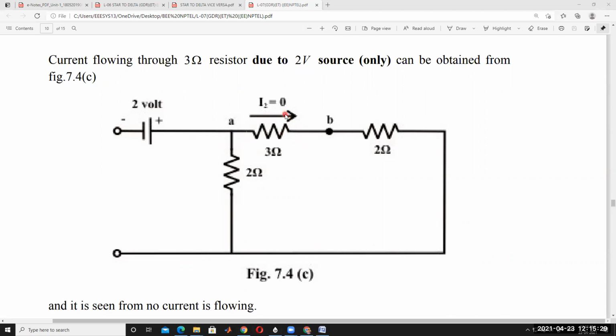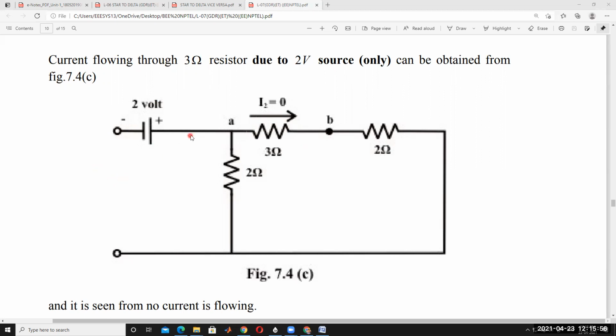That's why current I2 is equal to 0, because there is no source. Here the source has one terminal not connected to the network. If this negative terminal is connected to here, then only this current is not equal to 0. But there is no connection to the network source. There is no closed loop here. If there is a closed loop, then only the current enters the circuit and leaves and comes back like this. It's an open circuit now. So this source is open circuited.